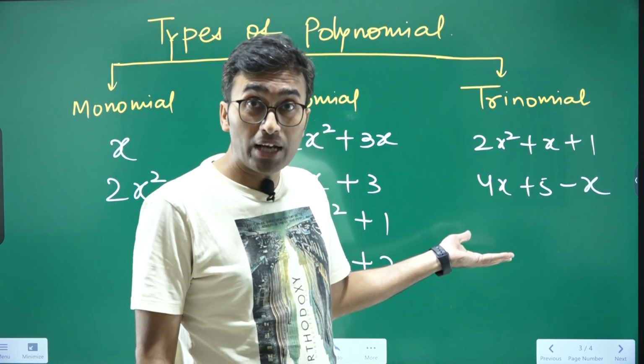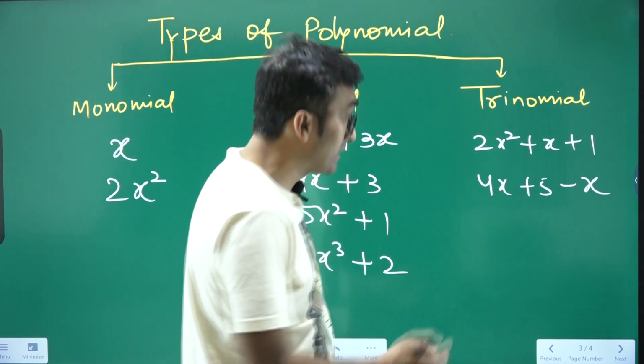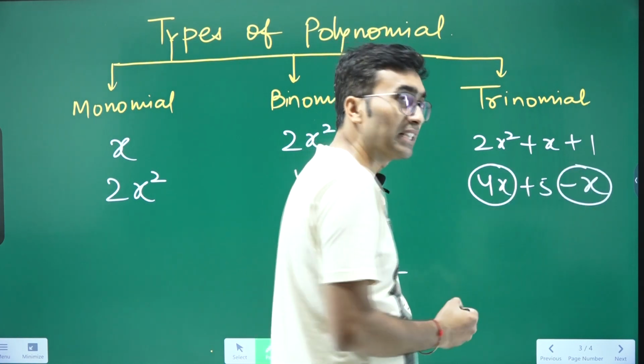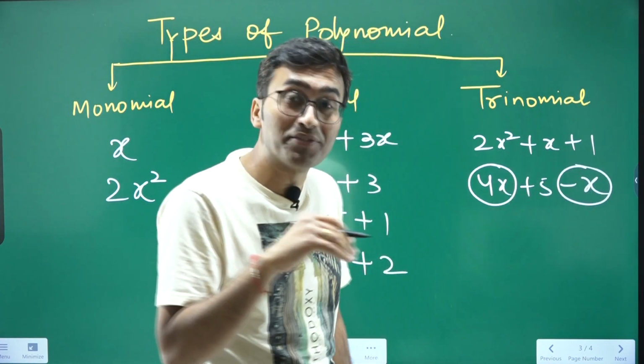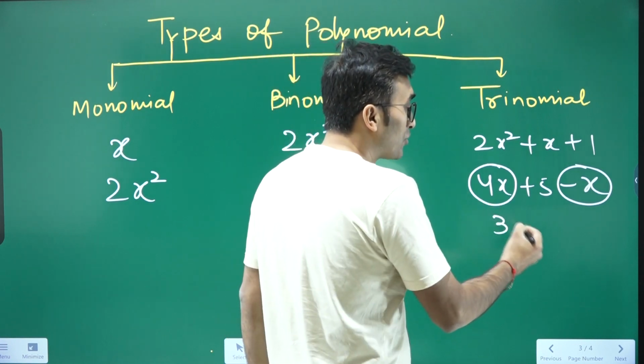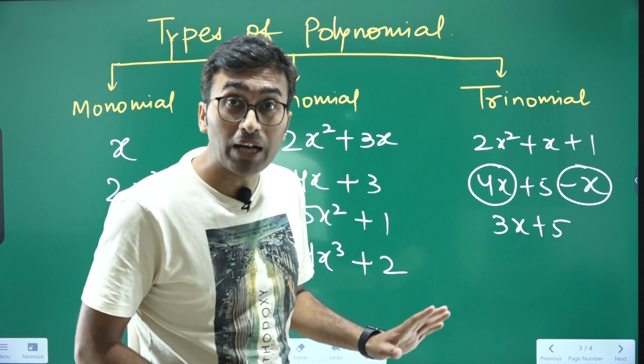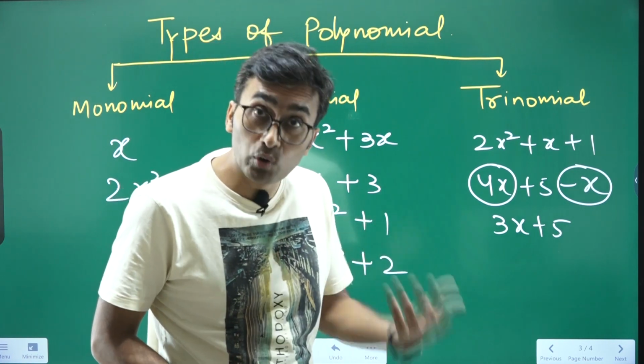Is it really a trinomial? You can say no, because this is 4x and this is minus x. So you can simplify it first. So it will be 3x plus 5. So if it is 3x plus 5, it is going to be a monomial.